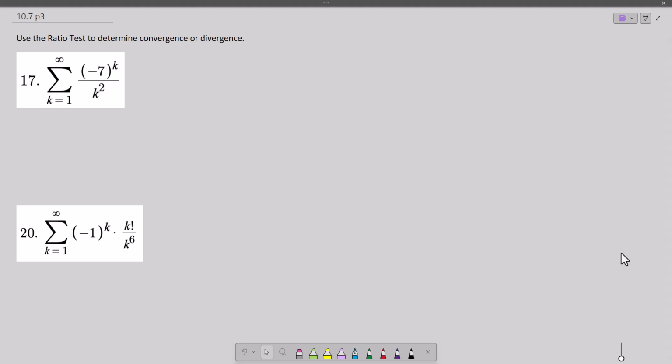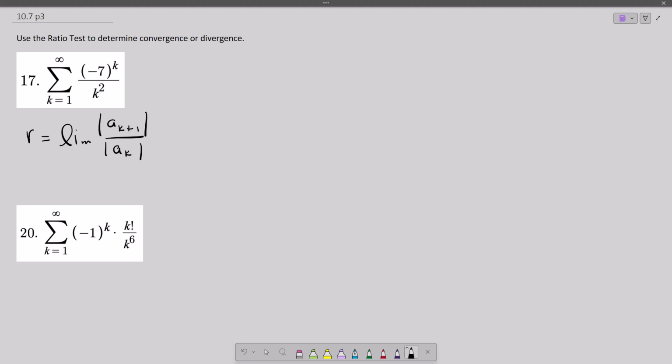Okay, let's see. I'll do this one and you guys can do the next one. So R, once again, is the limit of a sub k plus 1 divided by a sub k, with absolute values. In this case, we see some minuses, so we are going to conclude absolute convergence if we have convergence.